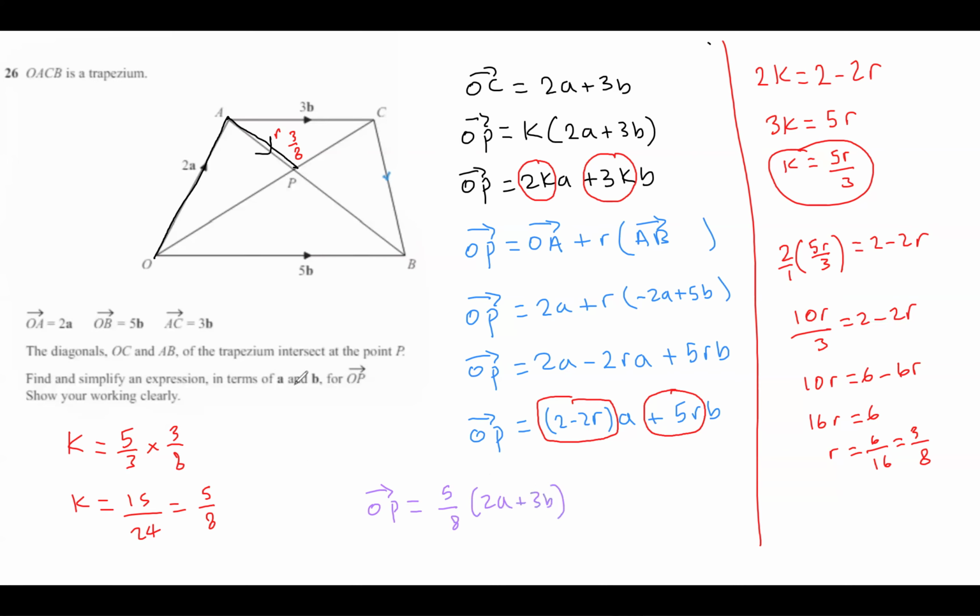It wants the answer in its simplest form, so we've got to expand this. So we get 10 over 8 a plus 15 over 8 b. We can simplify the 10 over 8, so that's going to give us 5/4 of a plus 15/8 of b, and that's our final answer.